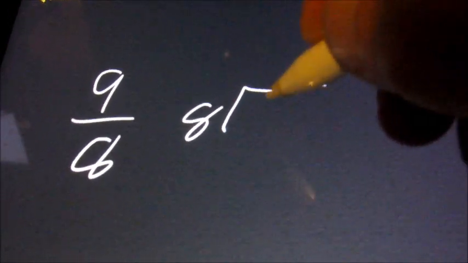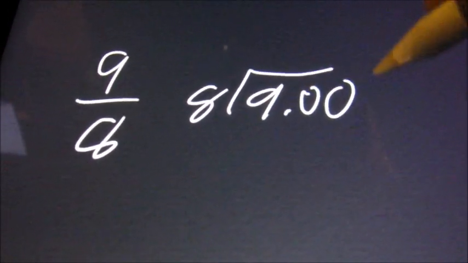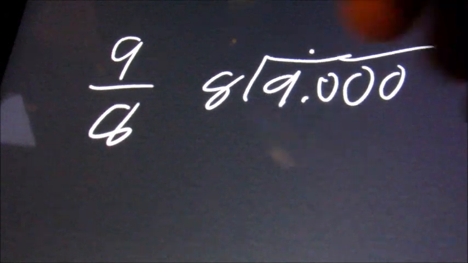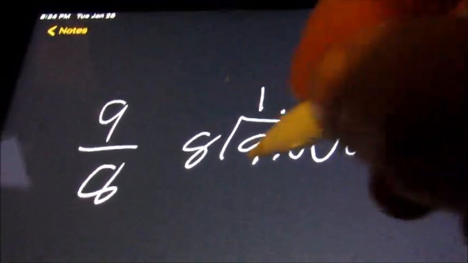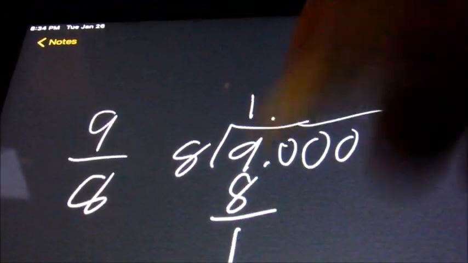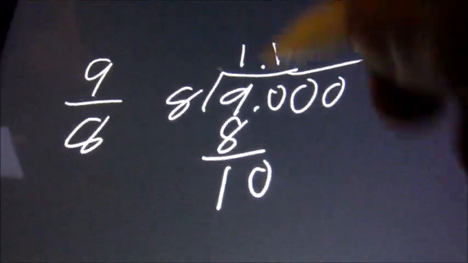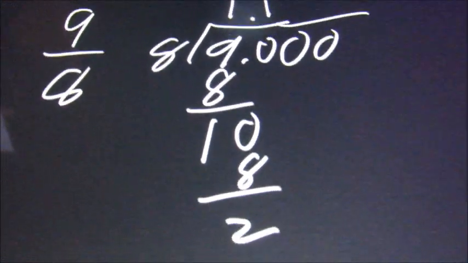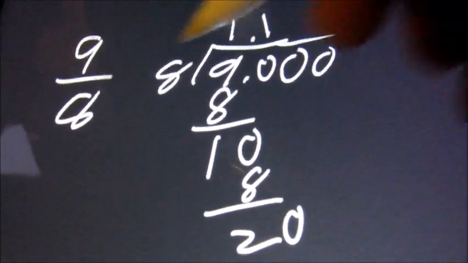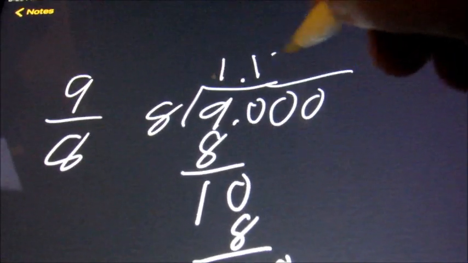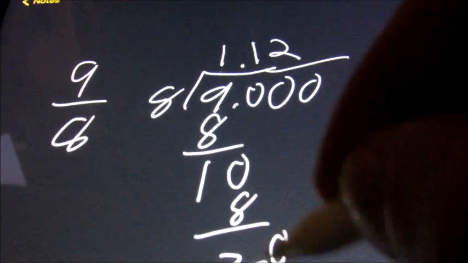9 over 8. So it's 8 goes into 9. I'm going to put a few zeros here. 8 goes into 9 one time. 1 times 8 is 8. We get 1. 8 will go into 10 one time. 1 times 8 is 8. We get 2. Bring down the 0. 8 will go into 20 2 times. 2 times 8 is 16. Subtract and get a 4.